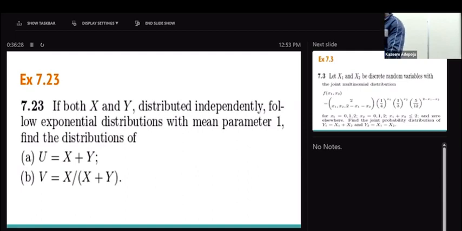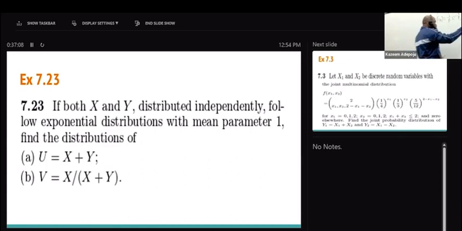If both x and y are distributed independently following exponential distribution with mean parameter 1, find the distributions of u equal to x plus y, and v equal to x divided by x plus y. If you want to do that, I need you to pay attention now. Let's first write this. X follows exponential with parameter lambda. F of x will be 1 over beta e to the minus x over beta. You know that, right?